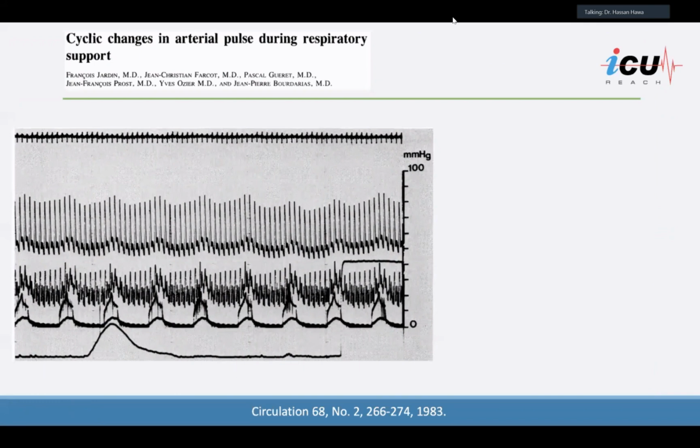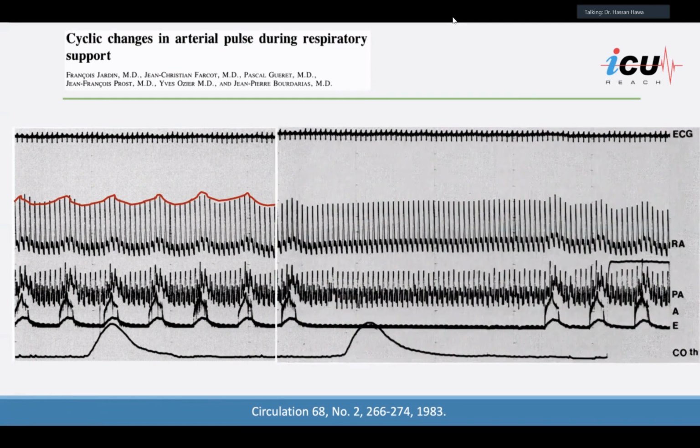Also, it's been long established that during inspiration, there are cyclic changes in the arterial pulse waveform. And here we can see this if you superimpose the arterial pressure waveform over the ventilator waveform, and we can see there is this cyclical swing, or we sometimes call it arterial swing, in the arterial pressure waveform. And if you apply an expiratory hold, as you can see here, then this variation is totally or completely lost.